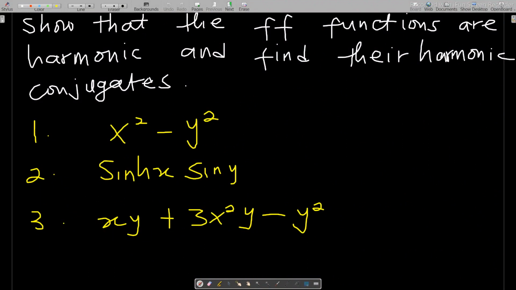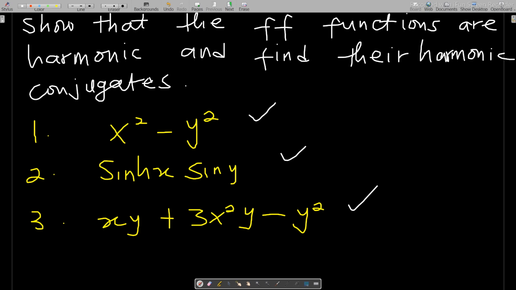Okay, so in this lesson we just go through some examples of harmonic functions. I believe that after these three examples, you'll be able to understand what we call harmonic functions better. So we just go through the examples.